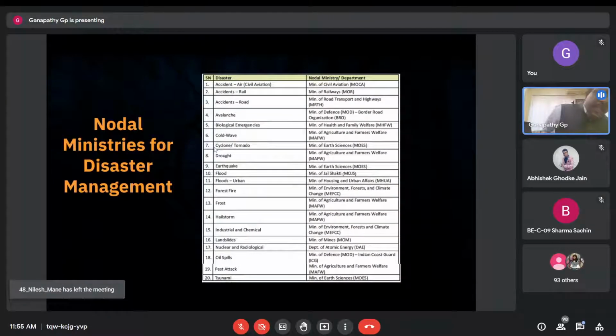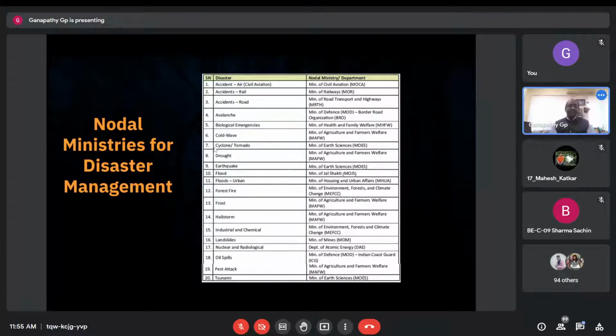In earlier days, we had only one ministry which was taking care of all disasters. That was the Ministry of Agriculture and Cooperation. After the 2001 Bhuj earthquake, India felt that the Ministry of Agriculture and Cooperation was not able to handle it. So the disaster management responsibility was transferred to the Ministry of Home Affairs.